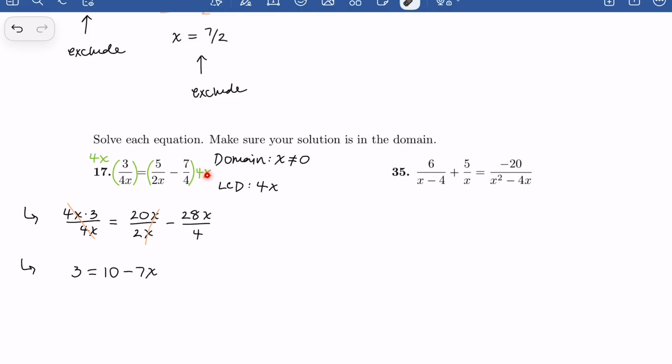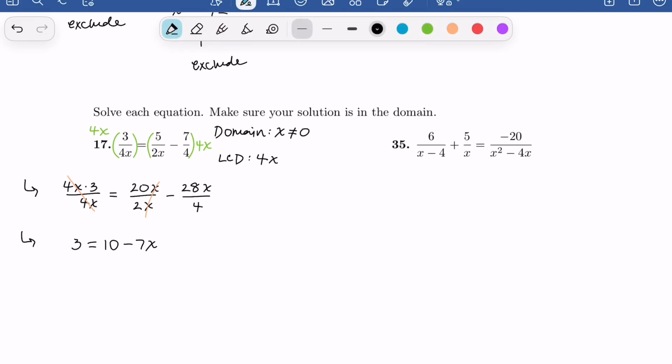So just by multiplying by the LCD, we took this complicated rational equation and turned it into an equation that we're definitely more comfortable with solving. So we need to solve for this variable x. So what we're going to do is, let's subtract 10 on both sides of our equation.